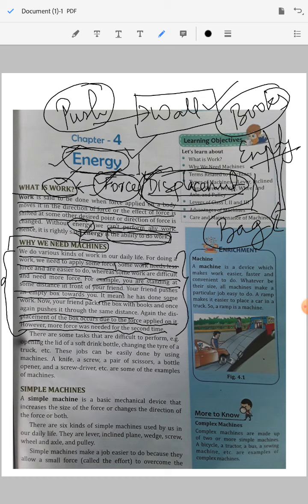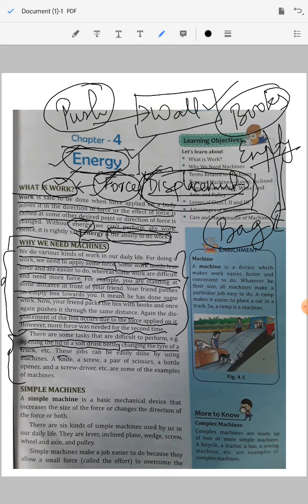So there are some tasks that are difficult to perform. See, now here in this paragraph certain tasks are given which are difficult to do. For example, opening the lid of a soft drink bottle, changing the tire of a truck if the tire of your vehicle, car, bus or truck gets punctured. What happens? You have to repair it, you have to change the tire, so you cannot lift the truck or the car, isn't it? You need certain devices, certain instruments, certain machines to do the work.